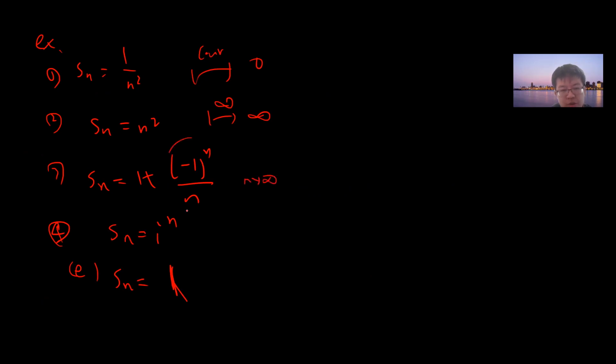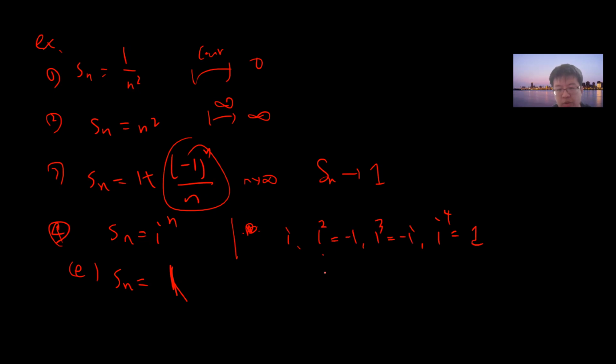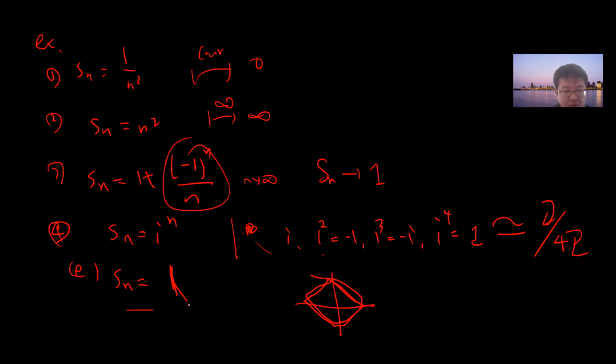How about this one? When n goes to infinity, this term goes to 0, so as n goes to infinity it converges to 1. And what about i to the n? You can check that it's basically a cyclic group: i, i squared which is -1, i cubed is -i, i to the 4 is 1. So it's a cyclic group of order 4, isomorphic to Z mod 4Z. So it does not converge, because it's basically jumping around.